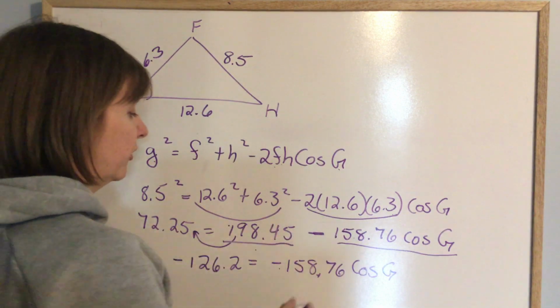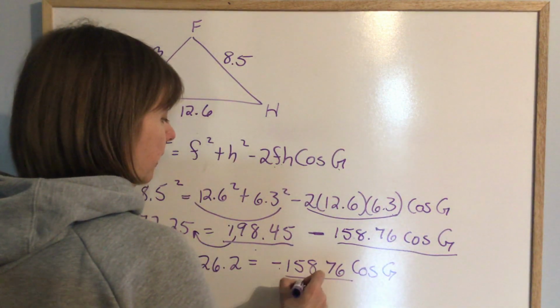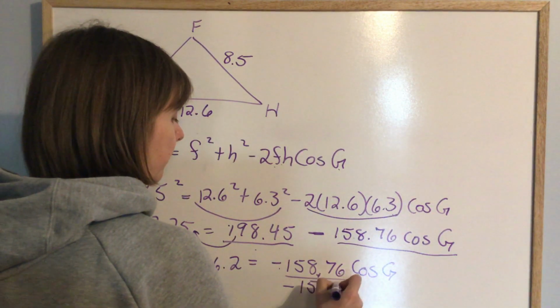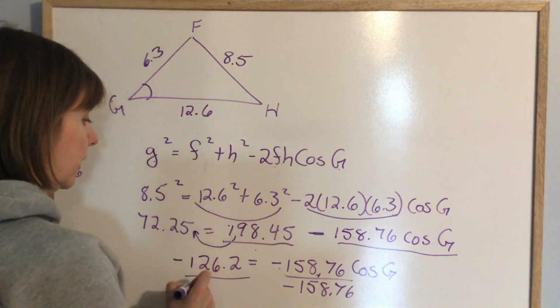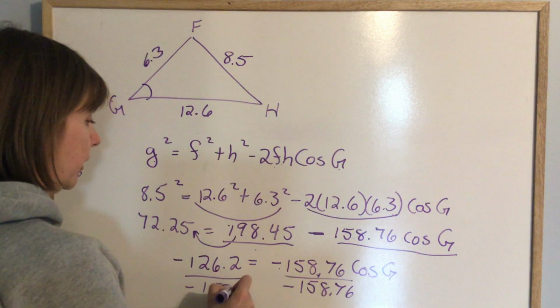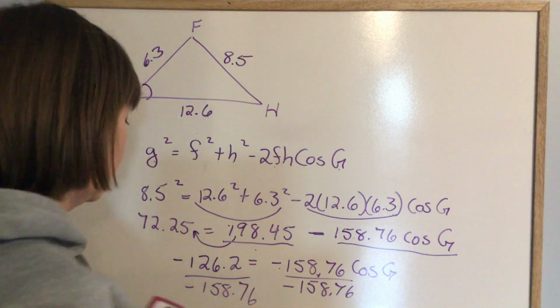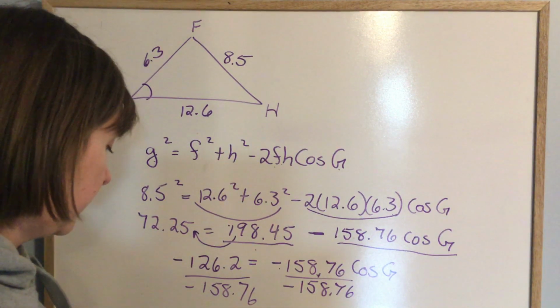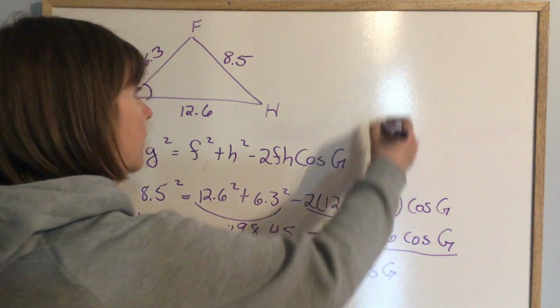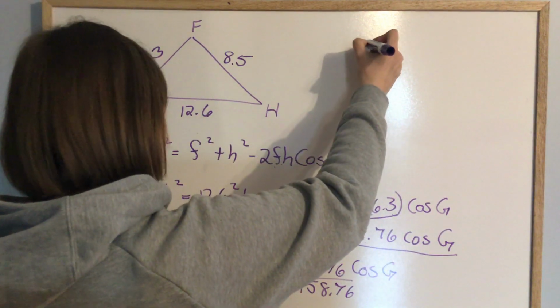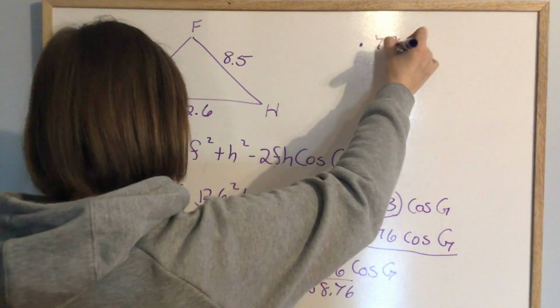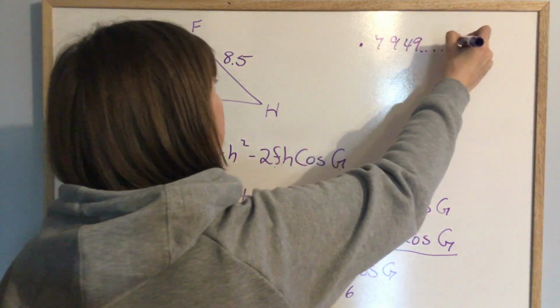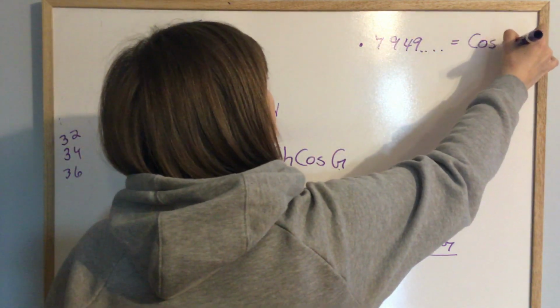I want to get the cos G by itself, so I'm going to divide by negative 158.76. Dividing by negative 158.76 gives me a horrible number, like 0.7949, and it keeps on going, and that's equal to cos of G.